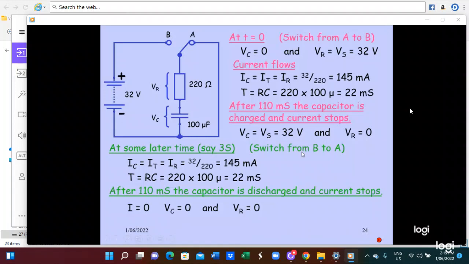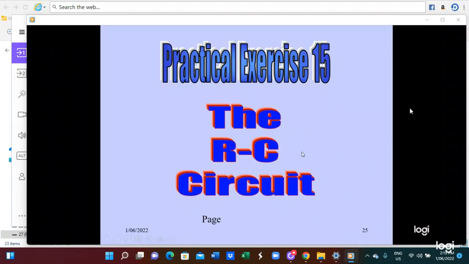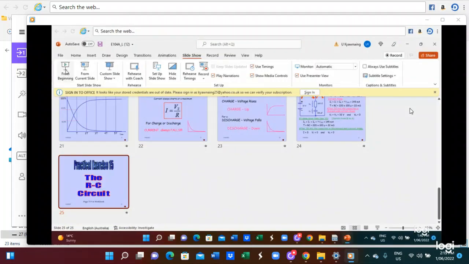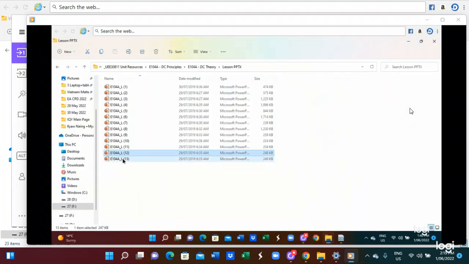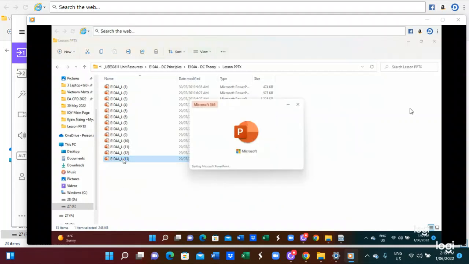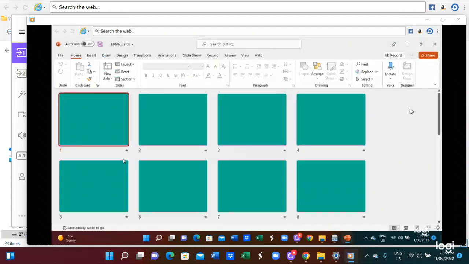Then you have to do the practical exercise. Then we will talk about another lesson, Lesson 13: capacitors in series and parallel.